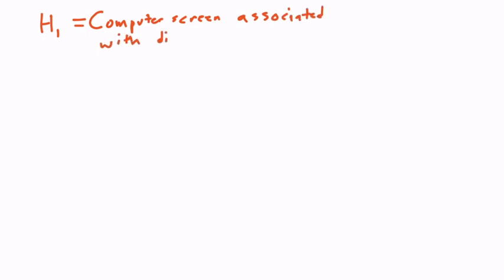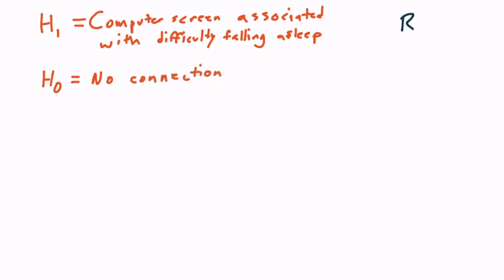So H subscript 1 is our alternative hypothesis, which is the one we are presenting, which is that there is a connection between looking at computer screens and having difficulty falling asleep. And as always, H subscript 0 is our null hypothesis. In this study, they rejected the alternative hypothesis. Thus, they accepted the null hypothesis.